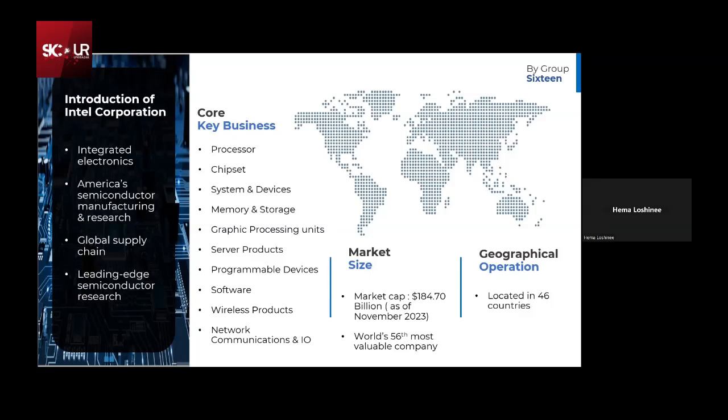So the market size for Intel, as of December 2023, is 184.40 billion. Intel is ranked about 59th most valuable company in the world by market capital according to the data. In terms of geographical operation, Intel is located in 46 countries around the world. So I think I have just explained a little bit about the introduction. Then I pass to the next presenter, Daniel.